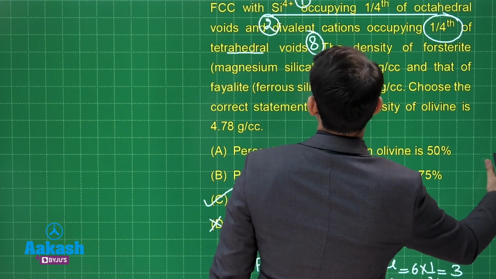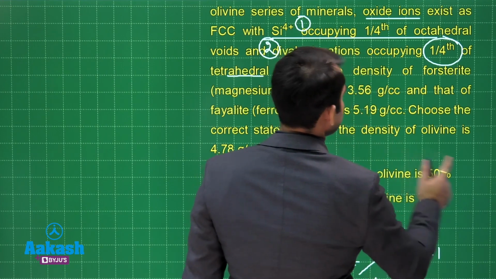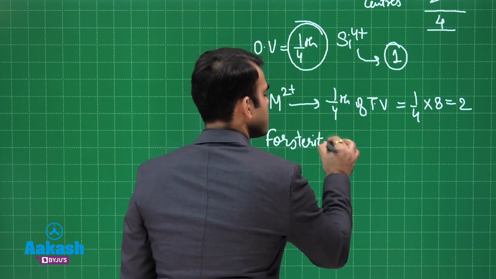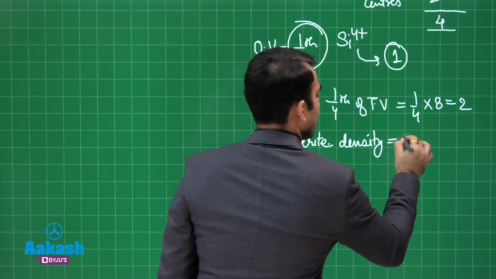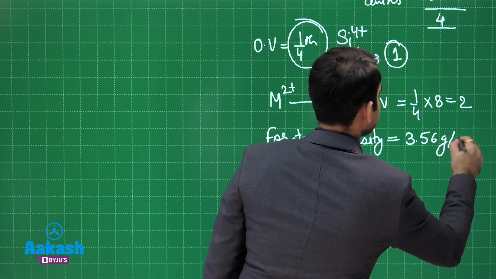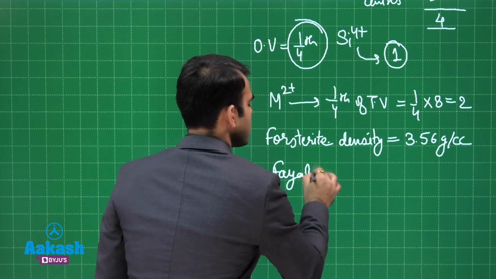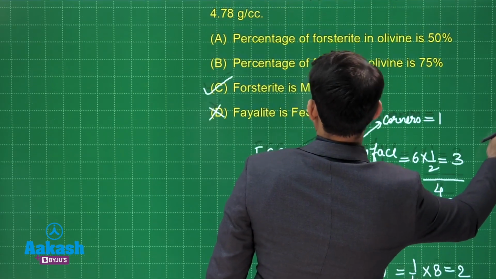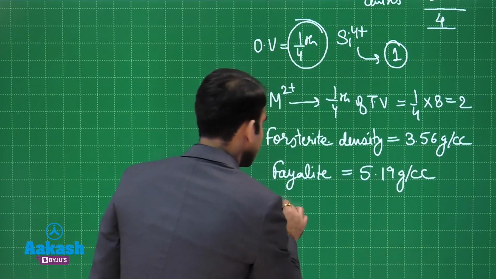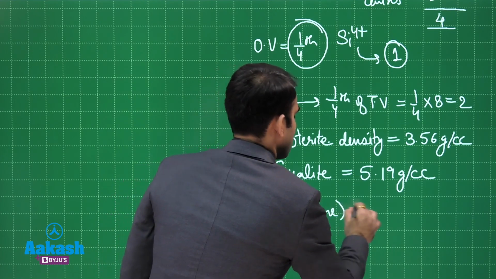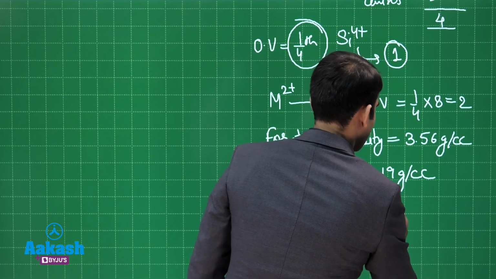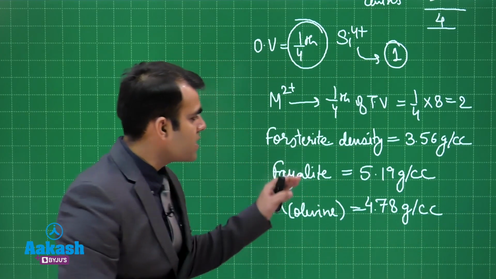For example, the density of forsterite is 3.56 gram per cc, whereas that of fayalite is given as 5.19 gram per cc, and the density of olivine is given as 4.78 gram per cc. Now how to connect these three?